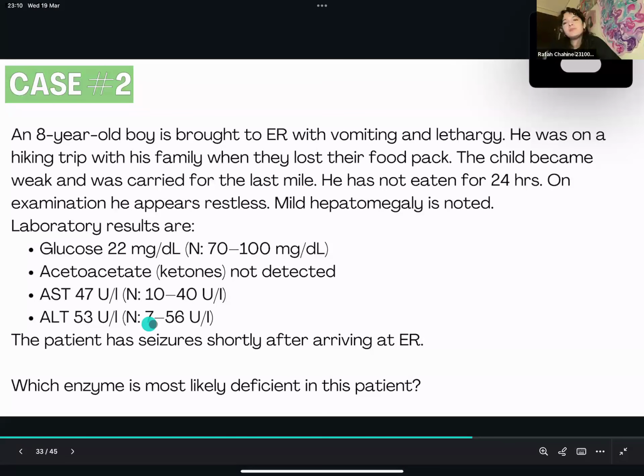Now, let's highlight what is important to us specifically. First of all, he's an 8-year-old boy.